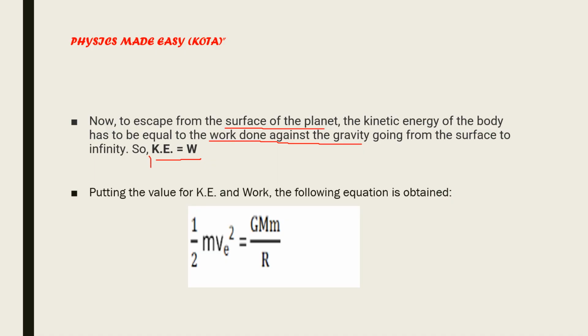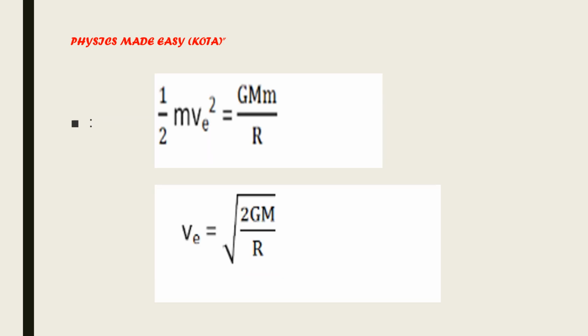Now we can write this mathematically: half m v_e squared is equal to GMm divided by R. Here v_e represents the escape speed with which the body is moving against the gravitational attraction or gravitational pull of the earth. From the equation half m v_e squared equals GMm over R, we can get the expression for v_e. So v_e is equal to the square root of 2GM divided by R.